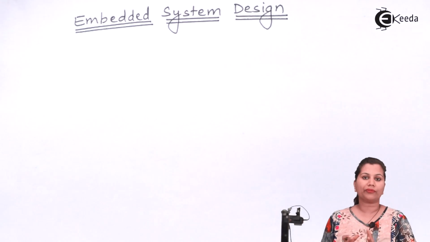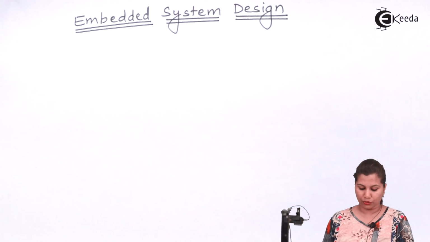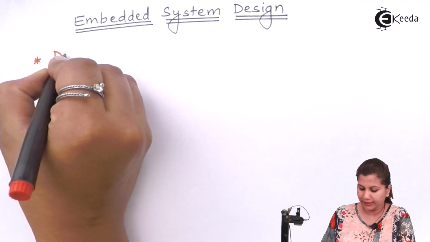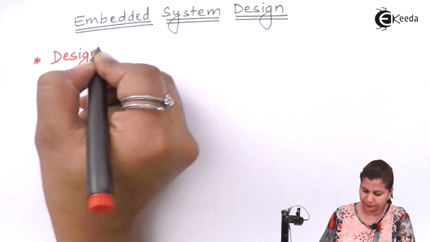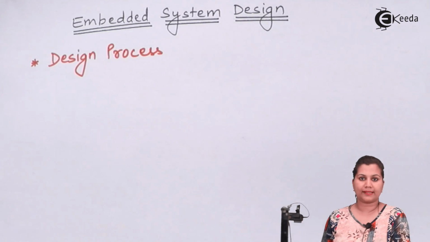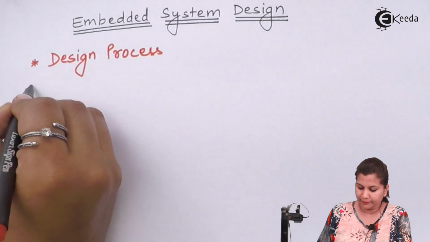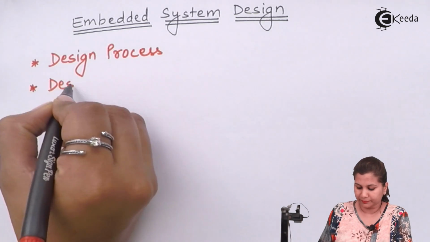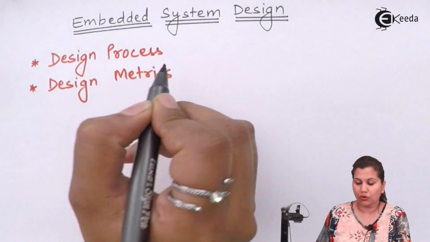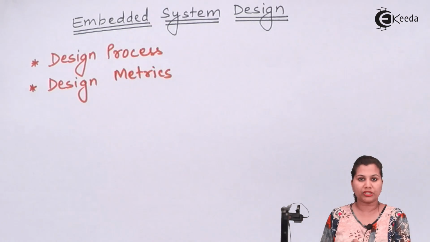So the designing of the embedded system consists of three main parts. First is the design process. So the first step is the design process which is to be followed. Second is the design matrix. Design matrix means the constraints or the rules that set procedure or set values, that these values are to be maintained during the designing process.